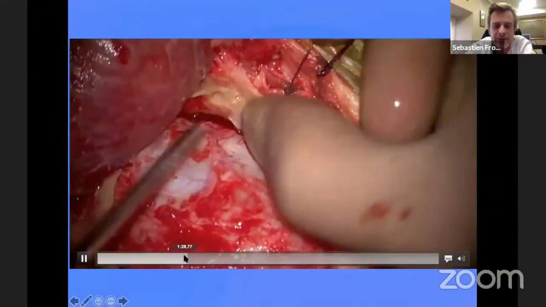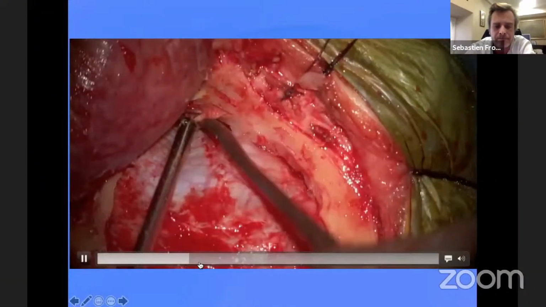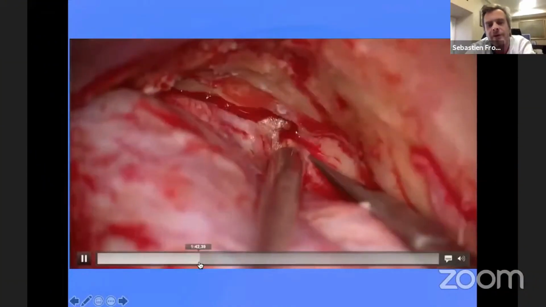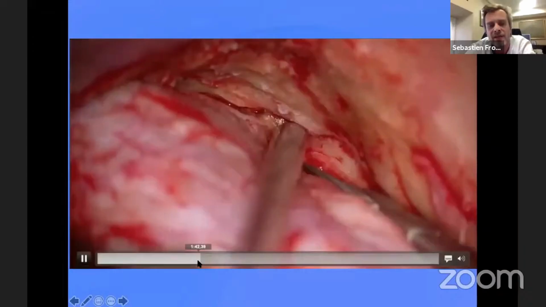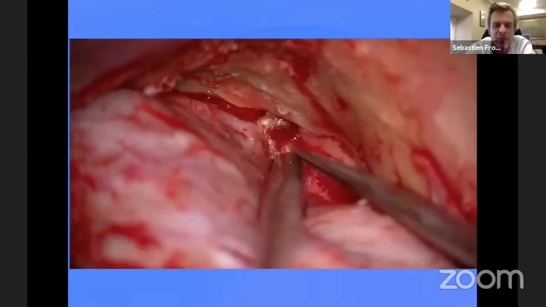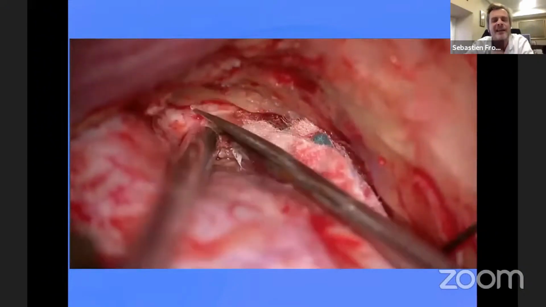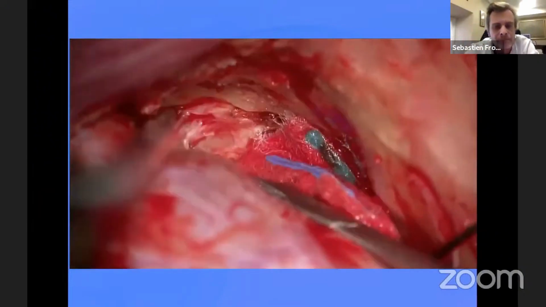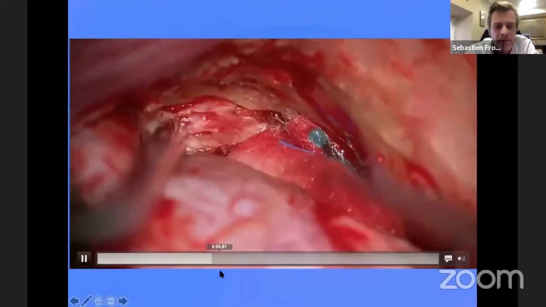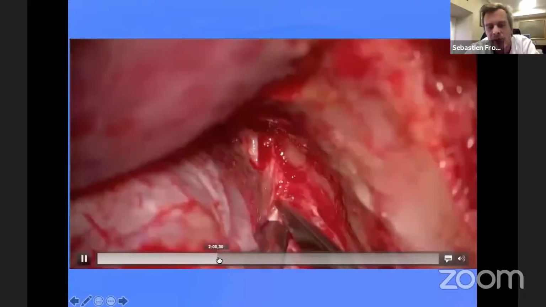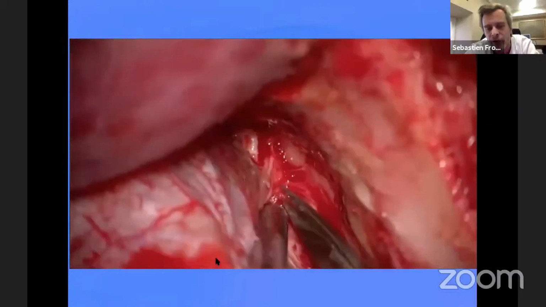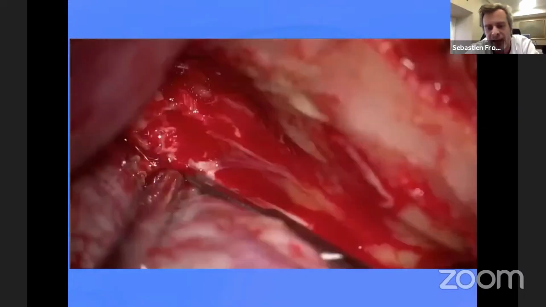Closing air cells here on the root of the zygoma. Section here of the middle meningeal artery. I leave a little bit of artery distal. Here is elevating the dura from V3. Now elevating a little bit the dura from V3 and from Meckel's cave also.